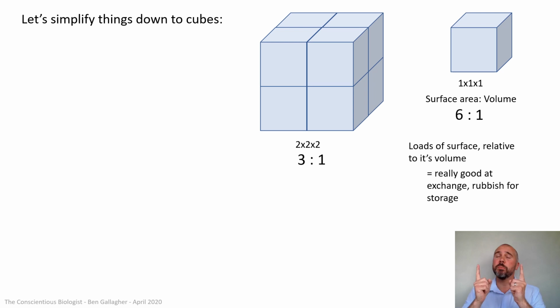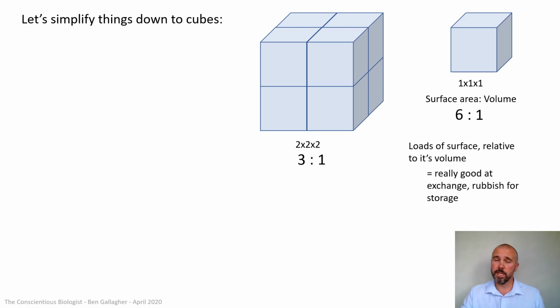So compare it to the one above my head now. It's still a cube. We haven't changed the shape. We haven't changed the object. We've just made it bigger. And now it's got a surface area of only 3 relative to its volume. 3 times more surface than its volume, as opposed to that one that's got 6 times more surface.